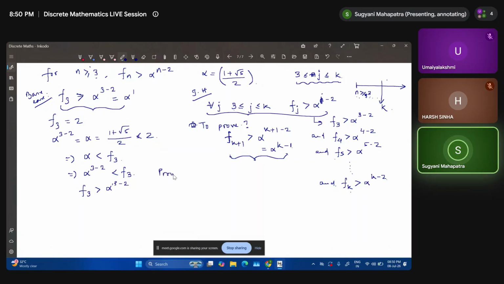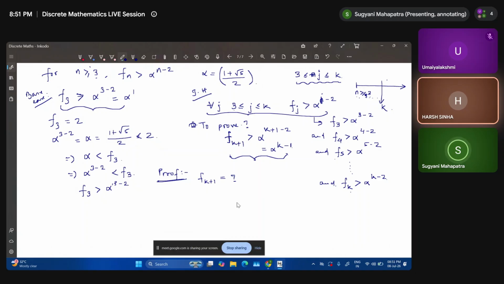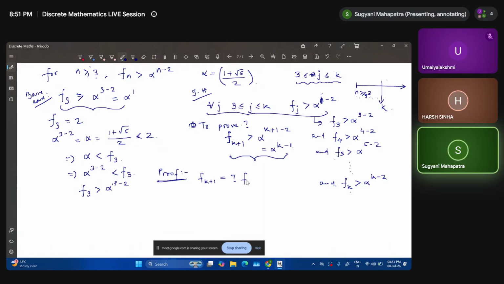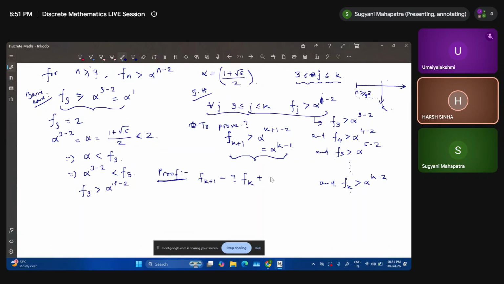So how do we prove it? We have f of k plus 1. How do you calculate f of k plus 1? It's a Fibonacci number. How do you calculate a Fibonacci number at any position? You add the last two. So the last two are what? f of k and f of k minus 1.